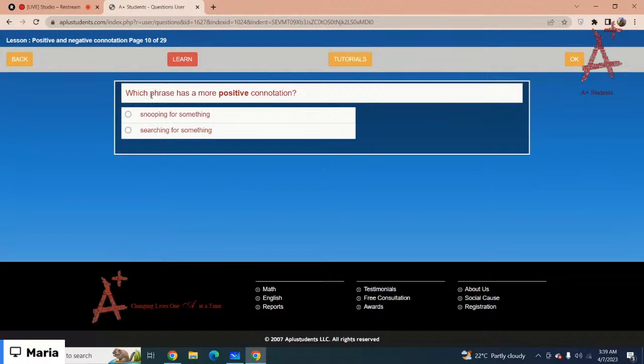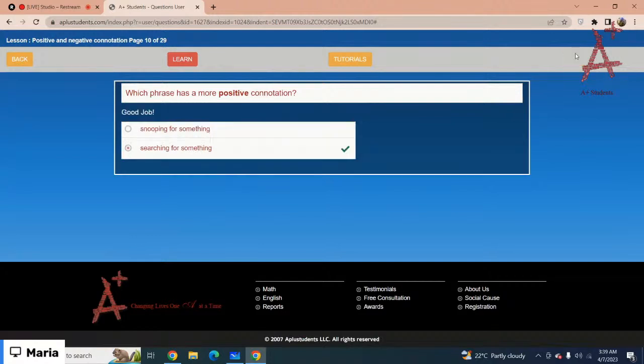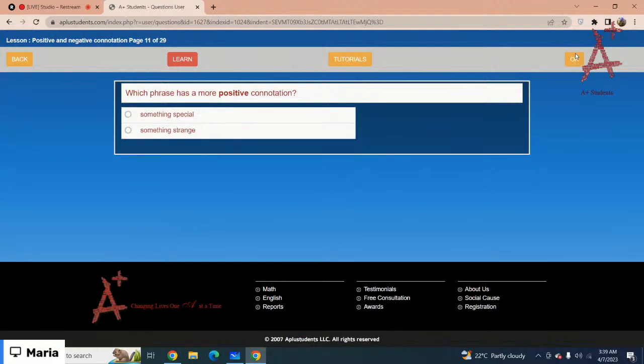Which phrase has a more positive connotation? Snooping for something or searching for something? It would be searching for something. Got it? Okay, you can complete the test by yourself later today.